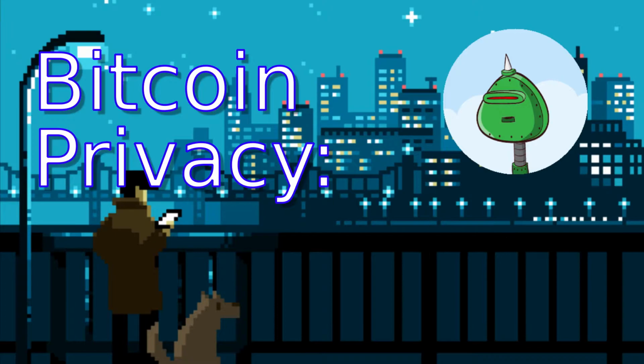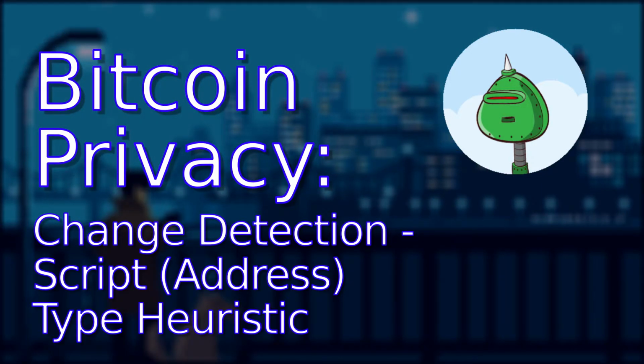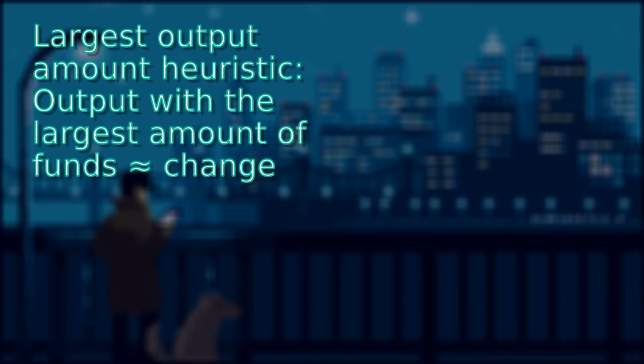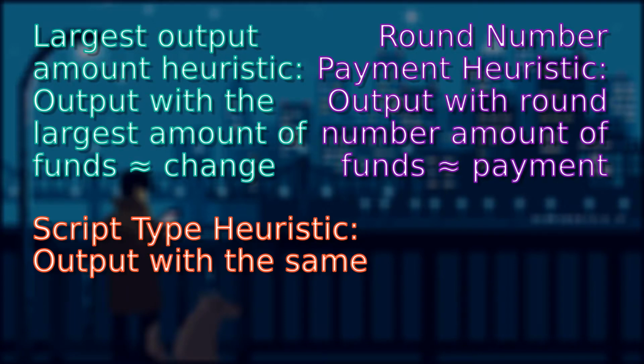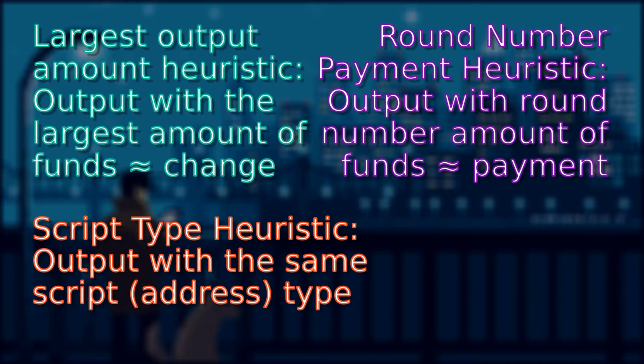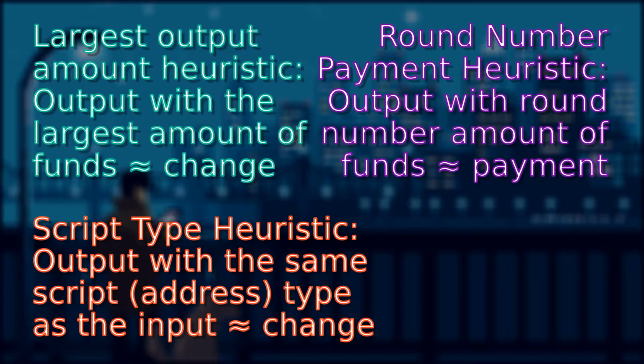In this video, we will be looking at Script Type Heuristic. In addition to our two previous heuristics, Script Type Heuristic assumes the change output has the same script or address type as the input.